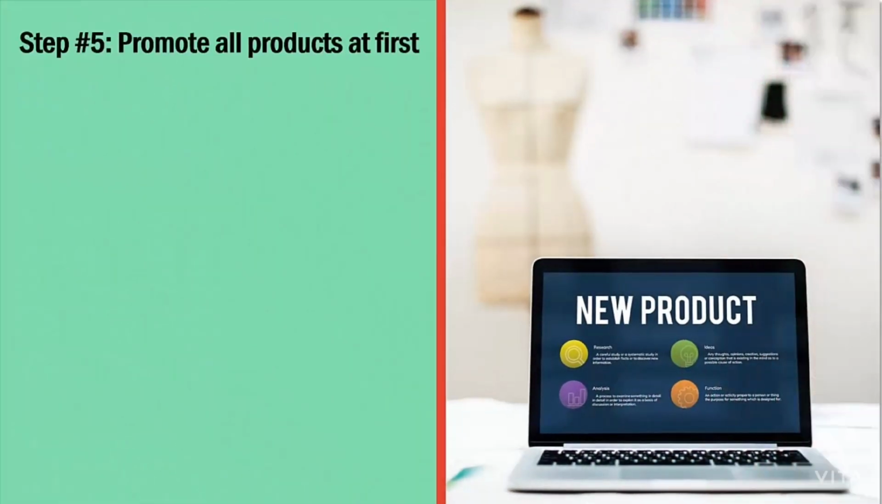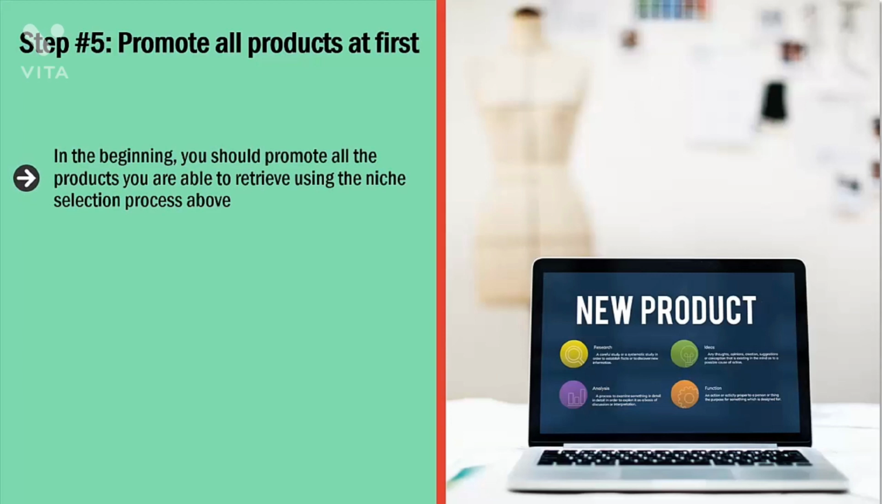Step number 5, promote all products at first. In the beginning, you should promote all the products you are able to retrieve using the niche selection process above. Your strategy is pretty straightforward at this point. Promote all the products at your site first and pick the top 3 winners.